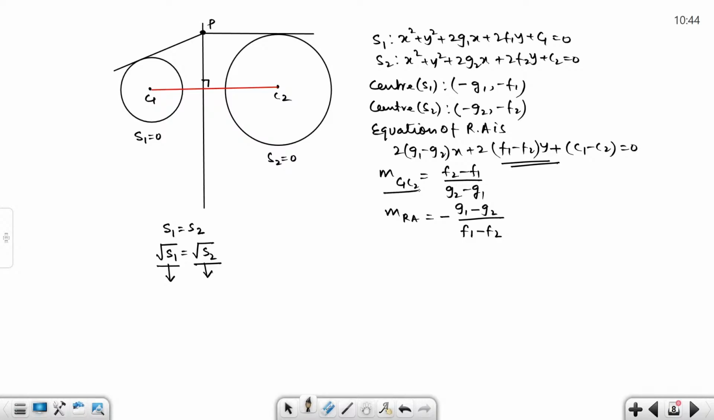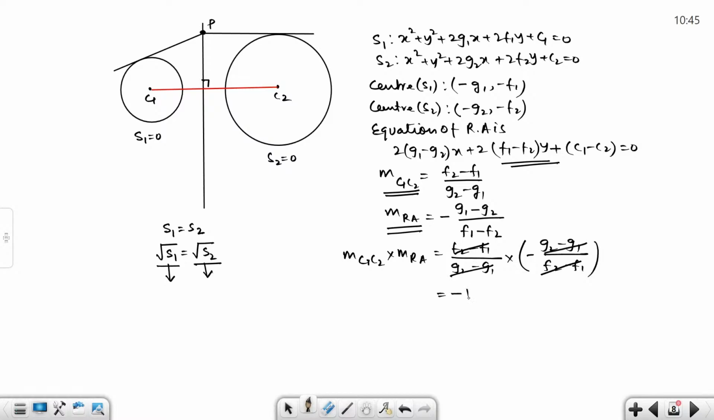So this is the slope of the line joining the two centers, and this is the slope of the radical axis. Now, if I multiply these two slopes, we are getting... This can be written as minus the same thing, G2 minus G1 by F2 minus F1. So we can easily see that this will go off. So we are left with minus 1. It means that C1C2, that is the line joining the two centers, is perpendicular to the radical axis. That we have proved.